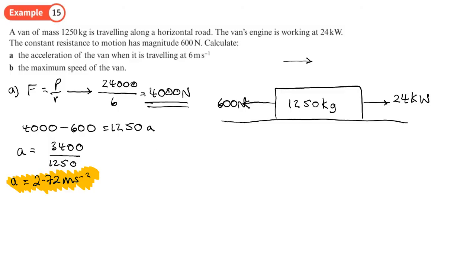Now part B, the maximum speed. What goes on at maximum speed? At maximum speed, the acceleration is 0.